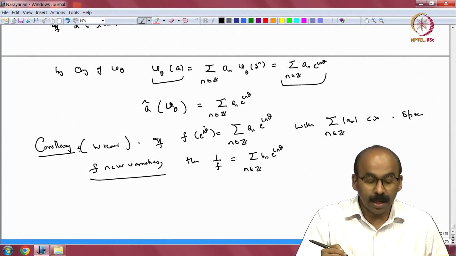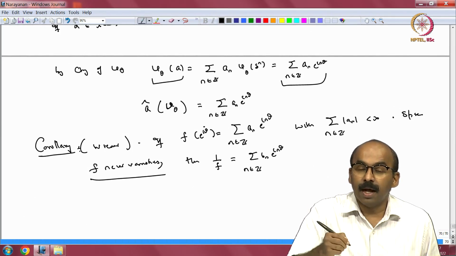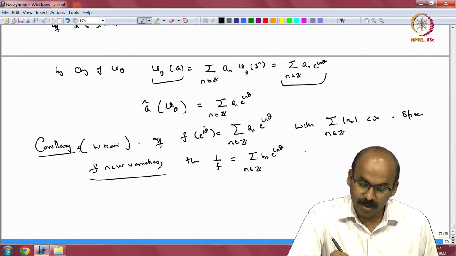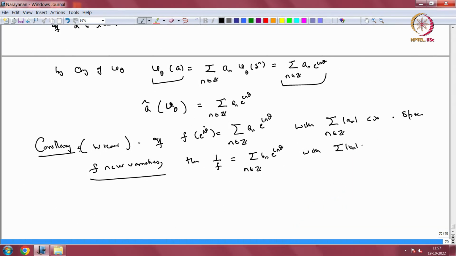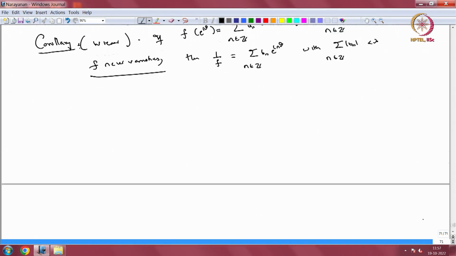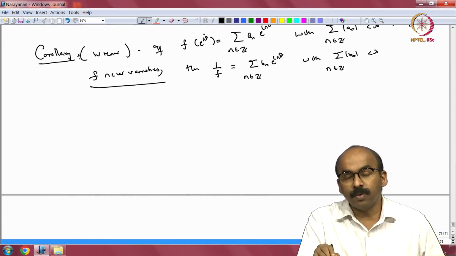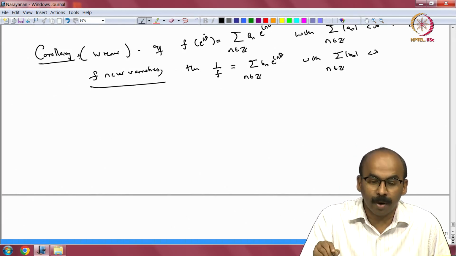The theorem of Wiener, which is quite famous, is that 1 by f also has an absolutely summable Fourier series. So, then 1 by f is summation b_n e to the i n theta with summation mod b_n finite. Okay. So, this is a rather strong result, because computing the Fourier coefficients of 1 by f is not going to be very easy. And Wiener's theorem says that if f has an absolutely summable Fourier series and f never vanishes, 1 by f also has the same property.